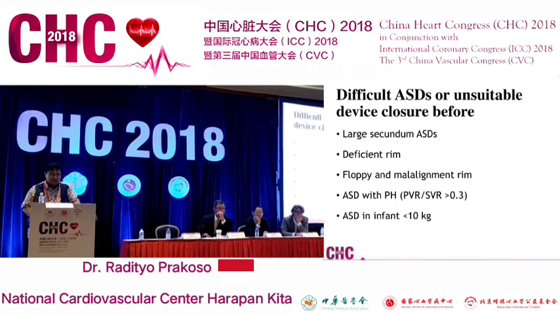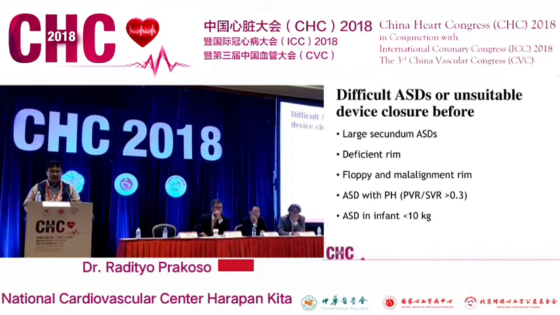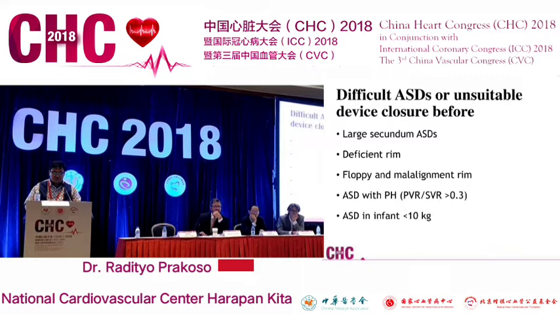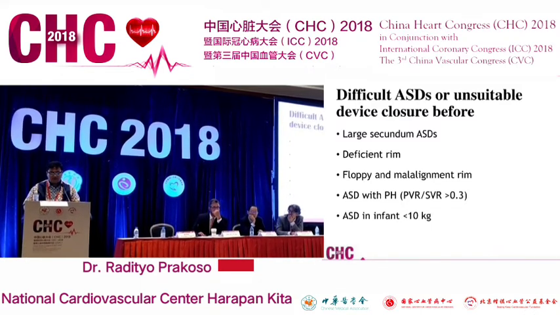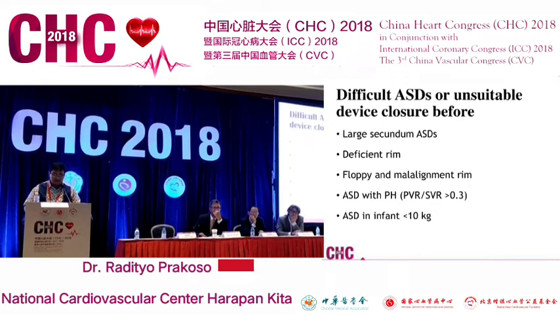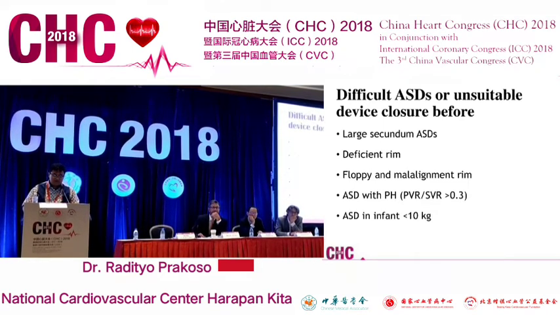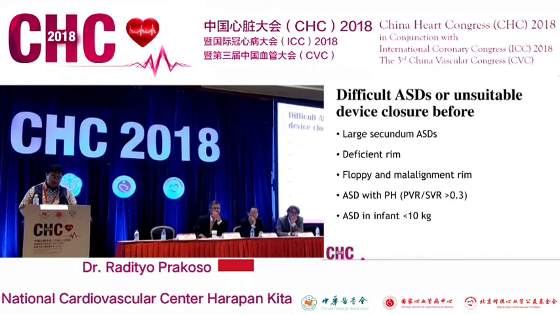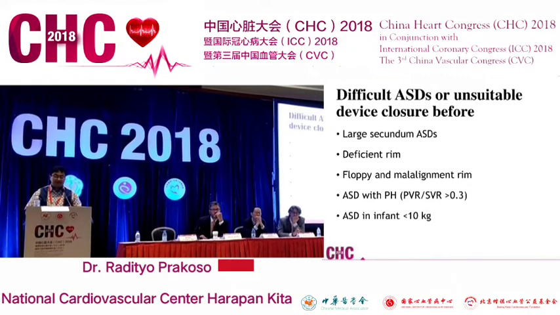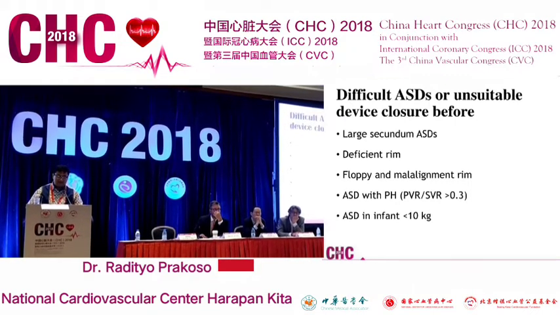So, what is the difficult ASD, or unsuitable for device closure before? First, a large secondary ASD. The second is a deficient rim, floppy and malaligned rim. Then secondary ASD with pulmonary hypertension with ratio more than 0.3, and ASD in infants less than 10 kg.